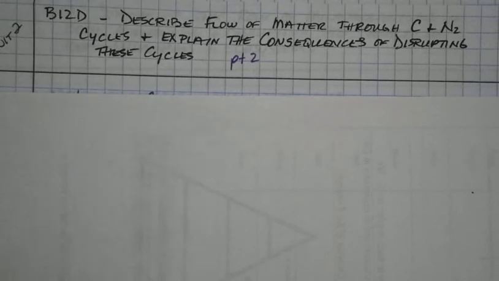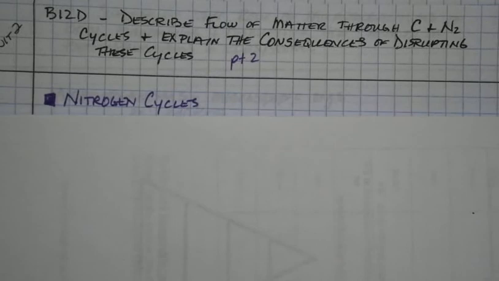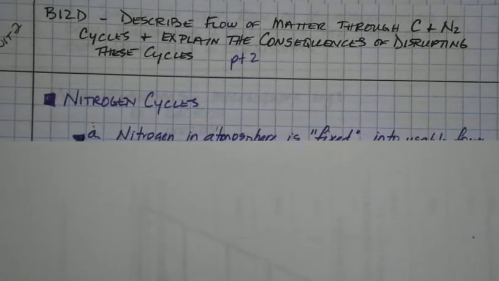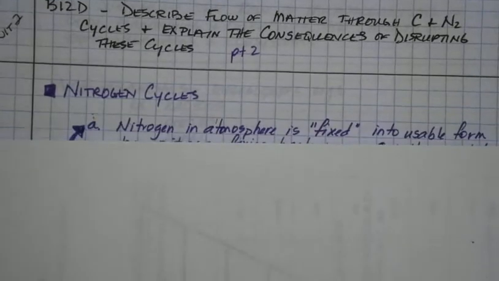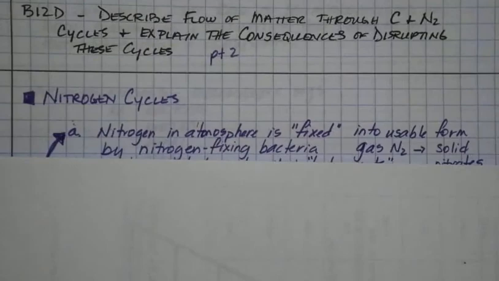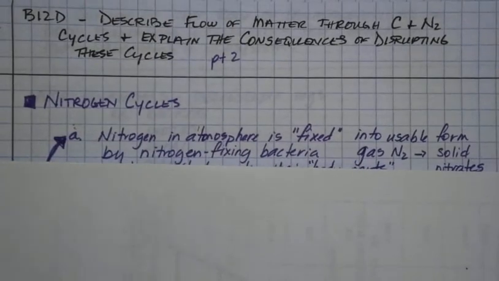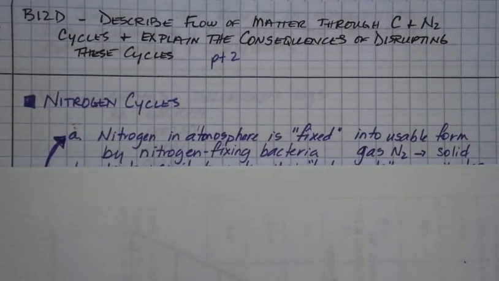So B12D: describe the flow of matter through the carbon and nitrogen cycles and explain the consequences of disrupting these cycles. So we're going to start with the nitrogen cycle. The nitrogen cycle, again, is more of a gaseous cycle. Always pause this if you need to. I'm going to move this down just a little bit to here. The nitrogen in the atmosphere.